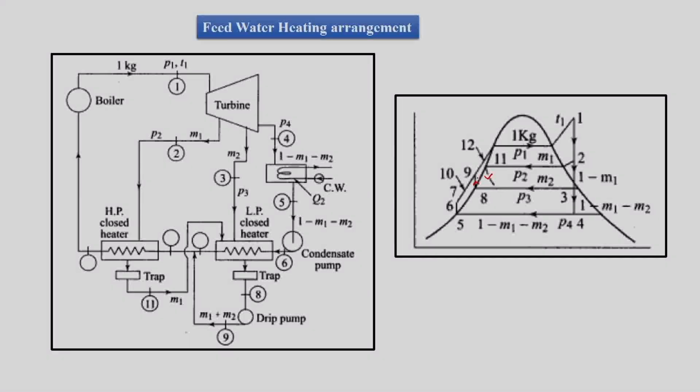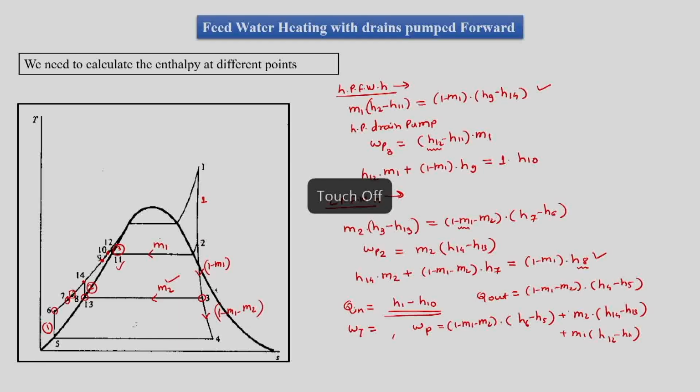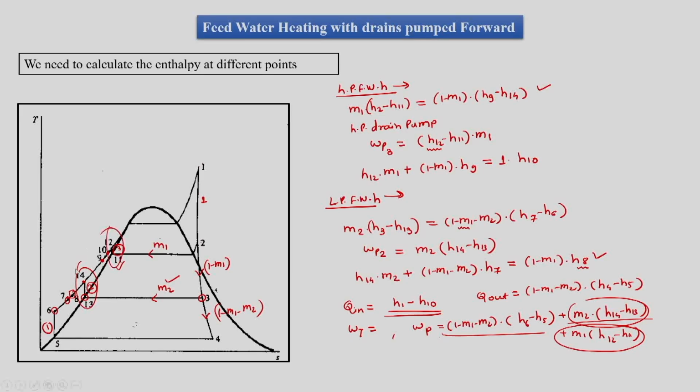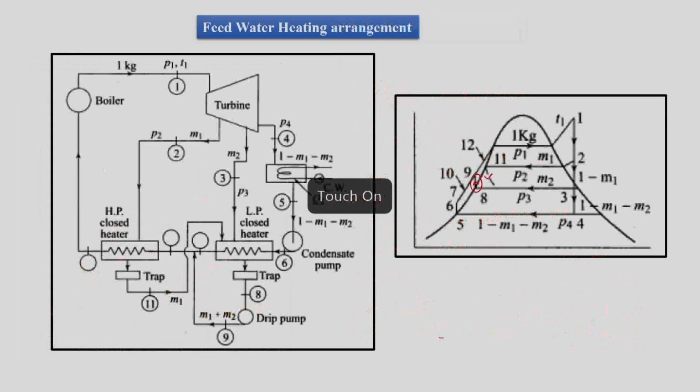But this diagram specifically suggests that we can remove the requirement of a pump. We can see here that since we are using two feed water heaters, we need two pumps: one is the low pressure feed water heater pump and the other is the high pressure feed water heater pump. These two pumps were required if we are using the drain pump forward case, but if we use drain cascade backward, then we do not need any pump.